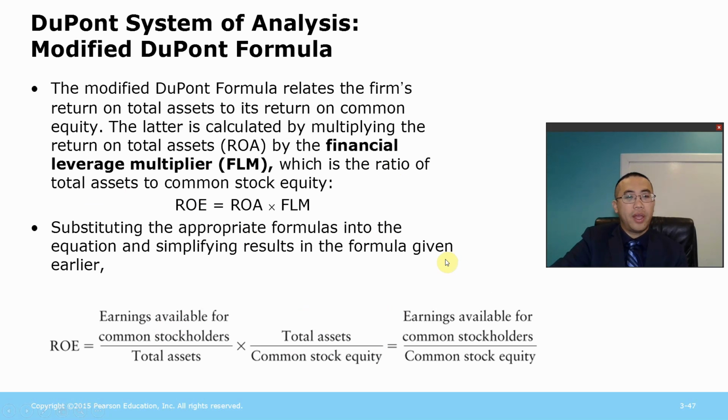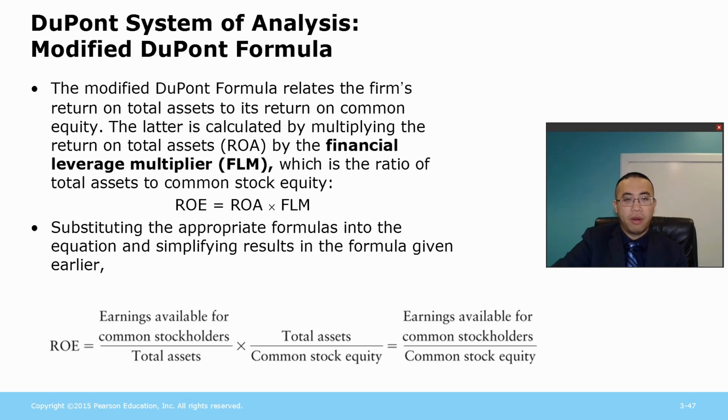Okay, and then from ROA, you will need to multiply this equity multiplier, or financial leverage multiplier, to get ROE. So this is your ROE, which is the net income divided by common stock equity. And what you do here is multiply this equity multiplier, total assets over equity. So your total assets will get canceled, so only this one gets left.